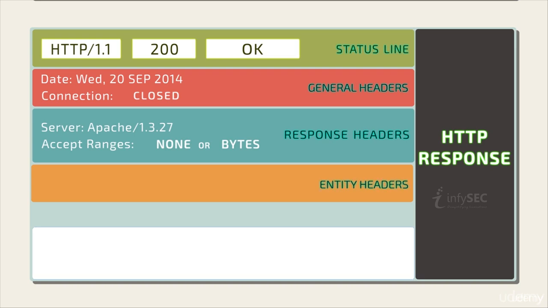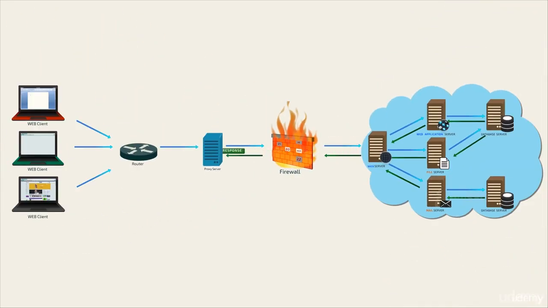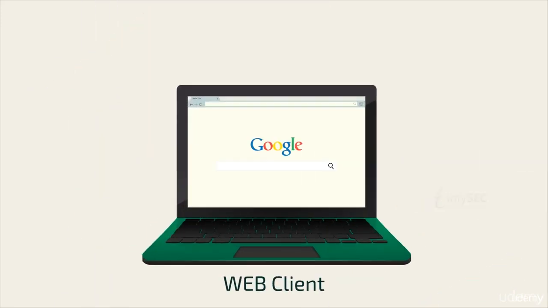Entity headers consist of the content type that gives information about the type of content in the body of the message. Content length denotes the length of the message. Last modified denotes the timestamp of the last update of the message. Message body, the actual response for the request. The response is then processed by the web browser to display the requested content.